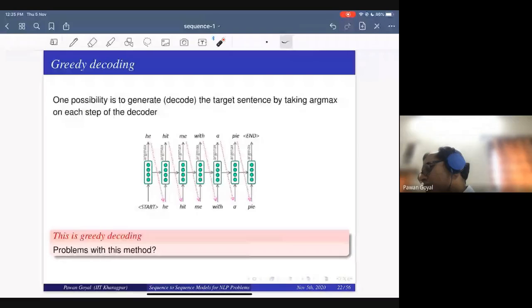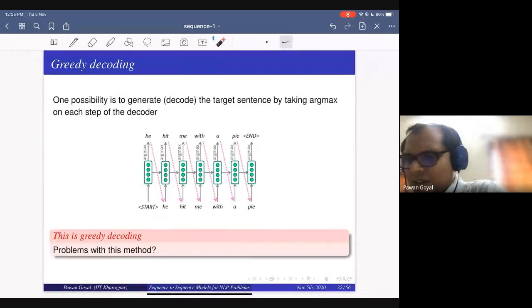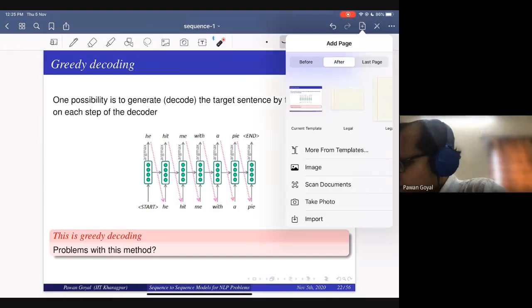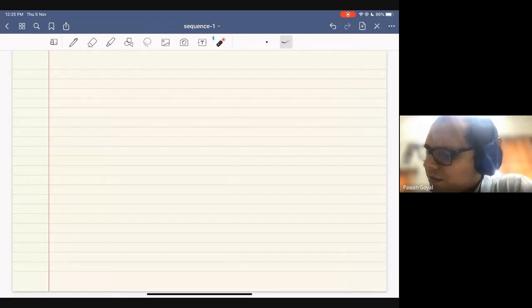Now, once you have done the training part, then when you have to generate the translation, that's where you are given the input sequence already. You have to just generate the translation. Then you can use the learned matrices. So how will you actually generate the translation?